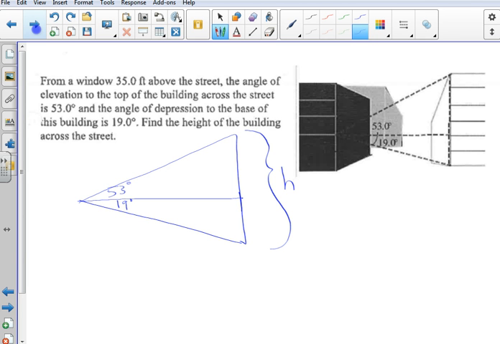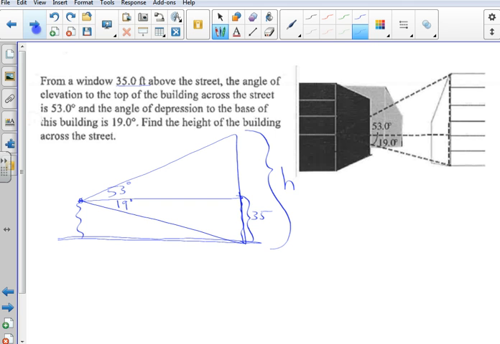This distance here is the 35 feet above street level, because this window, your viewing point, if here's street level, that's your height. That's also this height from a spot directly across from you.